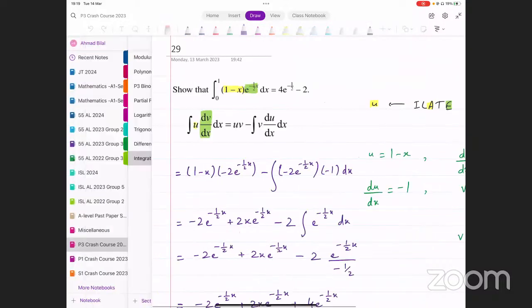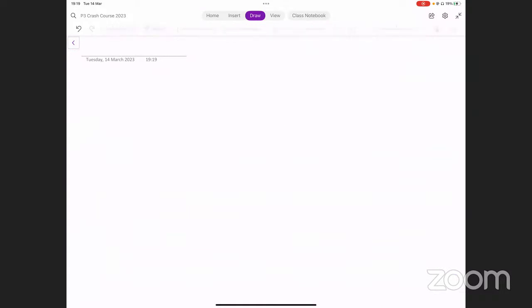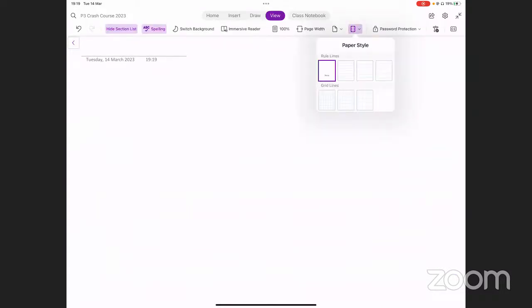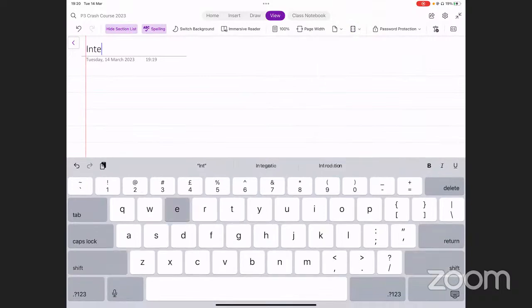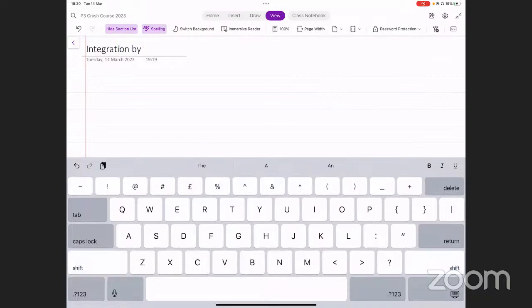We did one past paper question before we ended our last session. Now today, we are going to do the next concept, and that is called integration by substitution. All right, so let's begin with that. Integration by substitution.